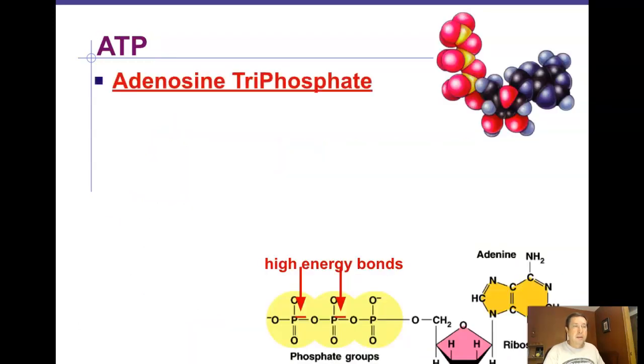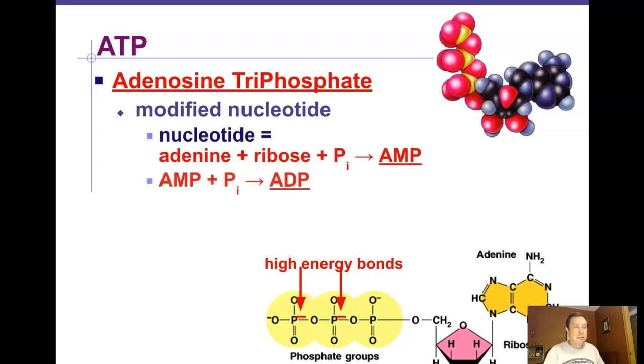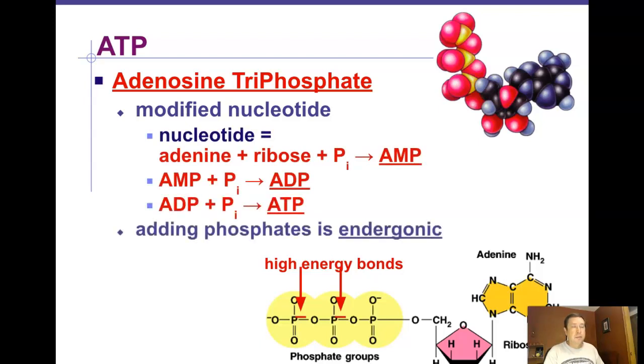So ATP stands for adenosine triphosphate, and here's some description of it. It's a modified nucleotide. It's got a nucleic acid, a 5-carbon sugar ribose, and 3 phosphates. And this is how it's produced. So adding phosphates to a molecule is endergonic. These last 2 phosphates, you can see, have high energy bonds, and so typically to do work, a cell is going to take ATP, convert it to ADP, break one of those high energy bonds, and use that energy to do work.